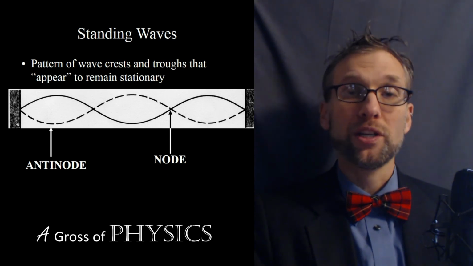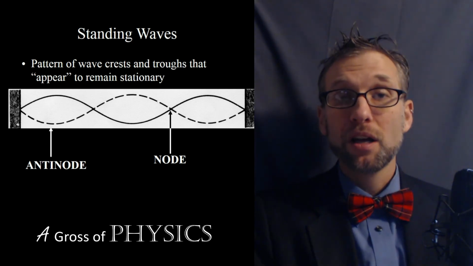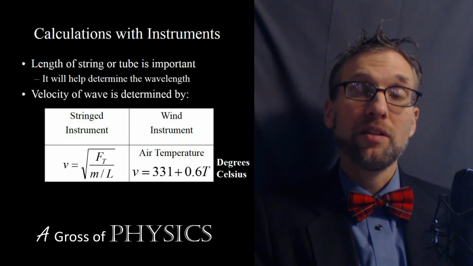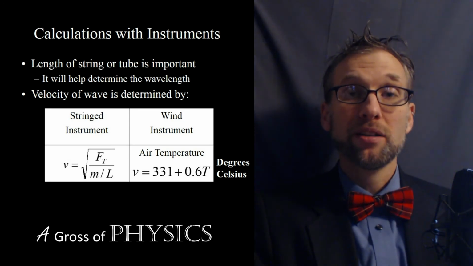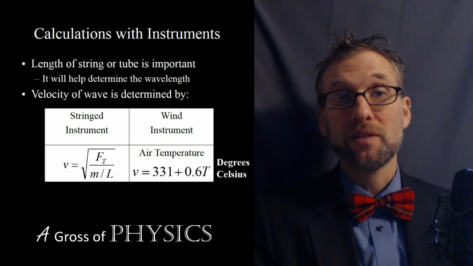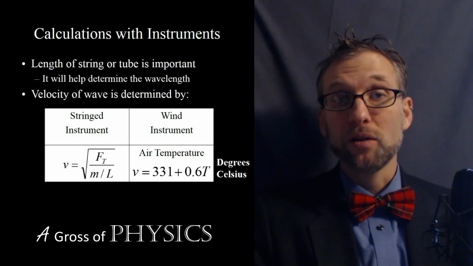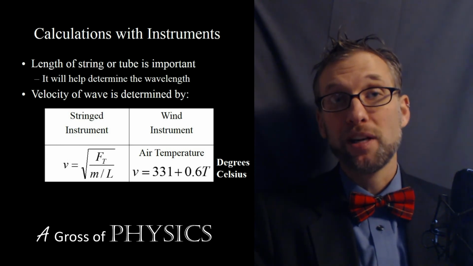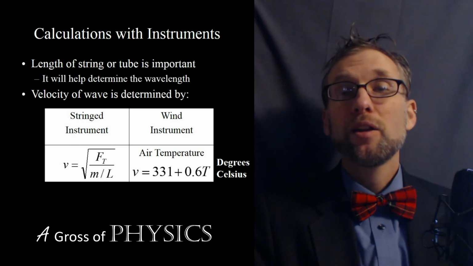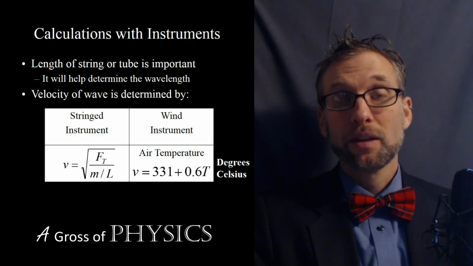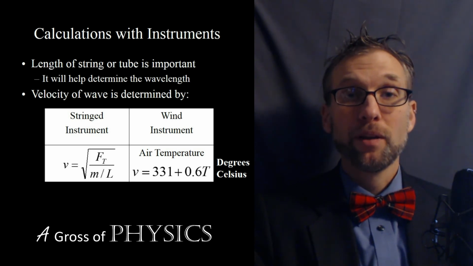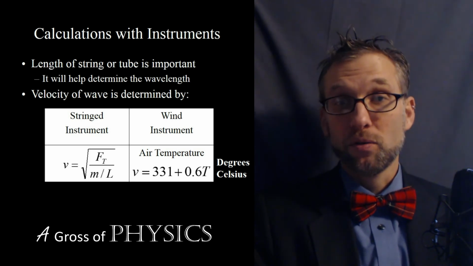We discussed the difference between string and wind instruments. String instruments are based on the velocity of the wave because of tension, and wind instruments are based on the speed of the wave because of the temperature of the air around. So the sound waves travel at different speeds depending upon the temperature. The basic equation is 331 plus 0.6 T, and the T is measured in degrees Celsius, of course.